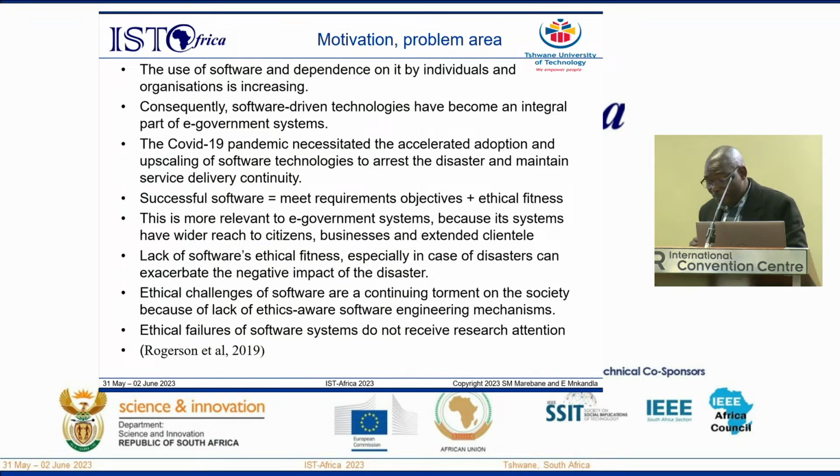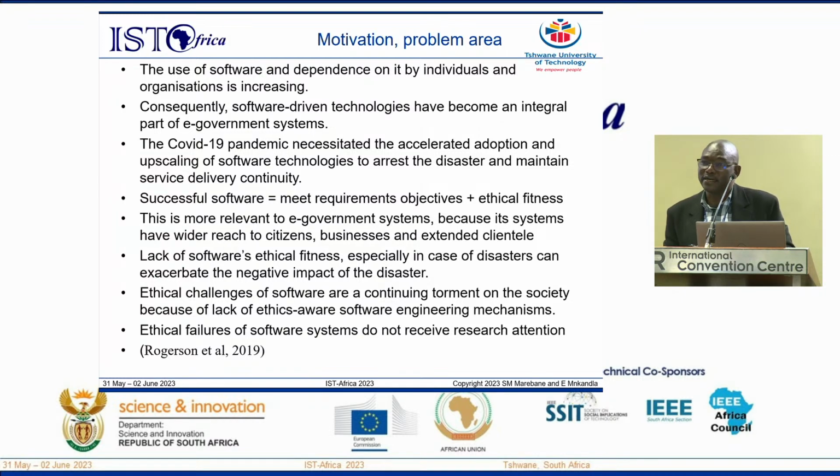And it is more important for government systems to demonstrate that because of the wider reach that the government has on the e-government users, the citizens, the foreign nationals, and others that the government is serving. Because if there is such a lack of ethical fitness of the software systems, we know what negative impacts people will suffer, and it will even be worse if that software is part of managing disaster, because that will mean the impacts will even be felt after the disaster has occurred.